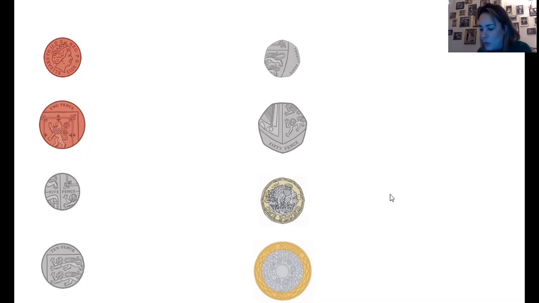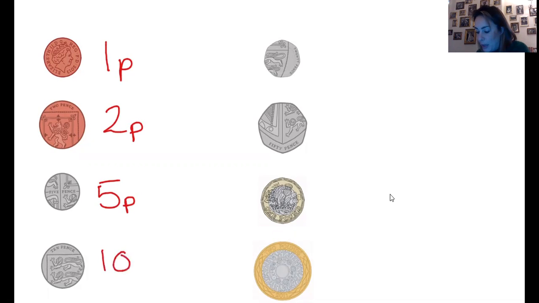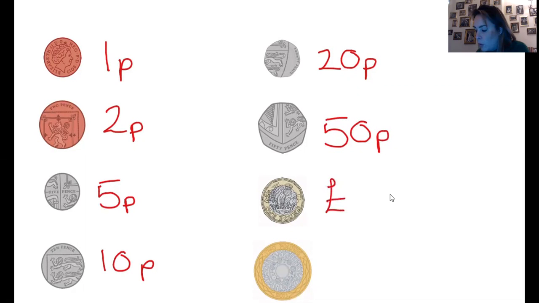Let's have a recap of these coins. So we've got a 1 pence piece, a 2 pence piece, a 5 pence piece, the smallest coin, a 10 pence piece, a 20 pence piece, a 50 pence piece, a £1 coin, and we also have a £2 coin.